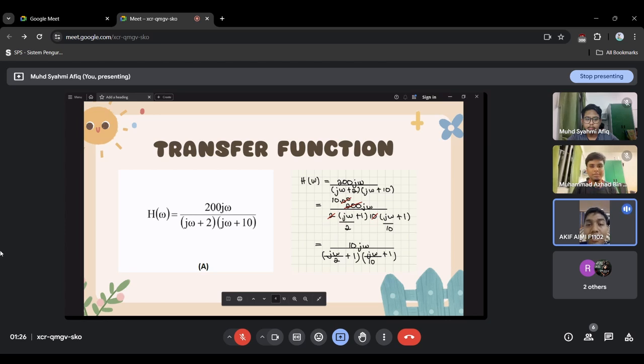So next is the full solution of this equation, and then equal 200 j omega divided by 2 times open bracket j omega divided by 2 plus 1 close bracket times 10, and then times open bracket j omega divided by 10 plus 1 close bracket, and the final answer is equal 10 j omega divided by open bracket j omega divided by 2 plus 1 close bracket times open bracket j omega divided by 10 plus 1 close bracket.